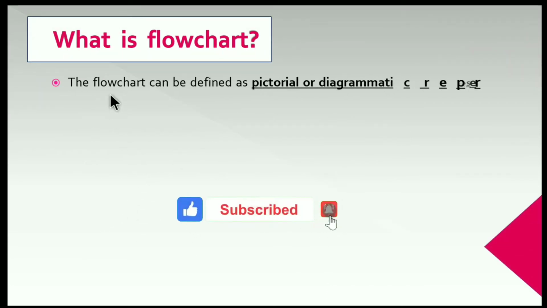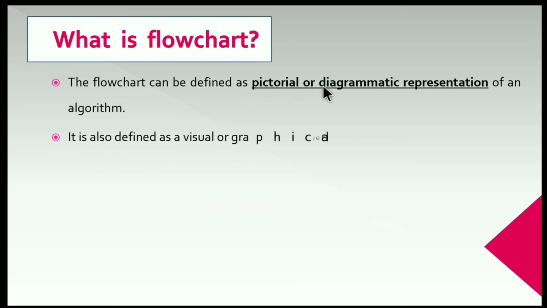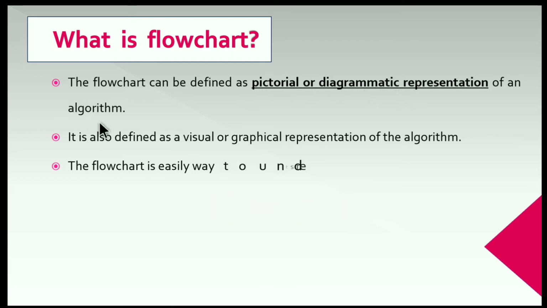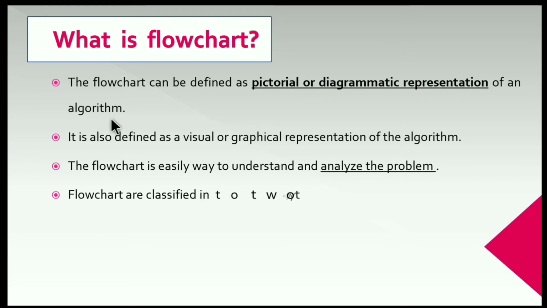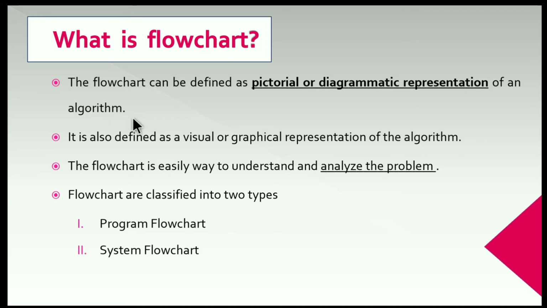Let's move. What is a flowchart? A flowchart can be defined as a pictorial or diagrammatic representation of an algorithm. In the last class we discussed algorithm, where we write step-by-step instructions for a problem. For those instructions of an algorithm, we are writing the flowchart. How are we writing it? We are using some diagrams, and by that we are presenting the flowchart. It is also defined as a visual or graphical representation of an algorithm. The graphical representation of the algorithm is nothing but a flowchart.